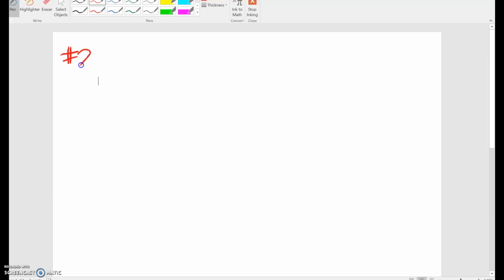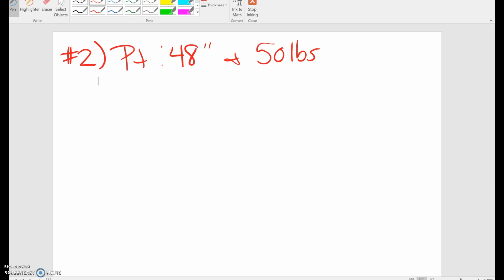Let's look at number 2, same page, page 359. It tells you that the patient is what? 48 inches tall, and that they weigh 50 pounds. All right. Remember, I've given you 2 body surface area formulas. The first body surface area formula is where you take the height in centimeters, multiplied by the kilograms, divided by 3,600, and take the square root.